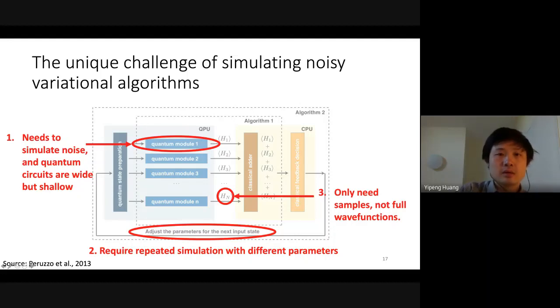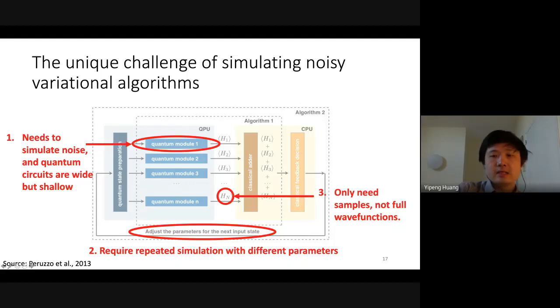And so to address this challenge, we want to think about what is special about a variational algorithm that makes it a unique simulation task. There are a few properties that make it special. One is that you want to be able to simulate quantum noise, as we discussed. So you want to capture the noisy properties inside the simulated quantum circuits. And secondly, these circuits tend to have a lot of qubits, but relatively fewer operations.